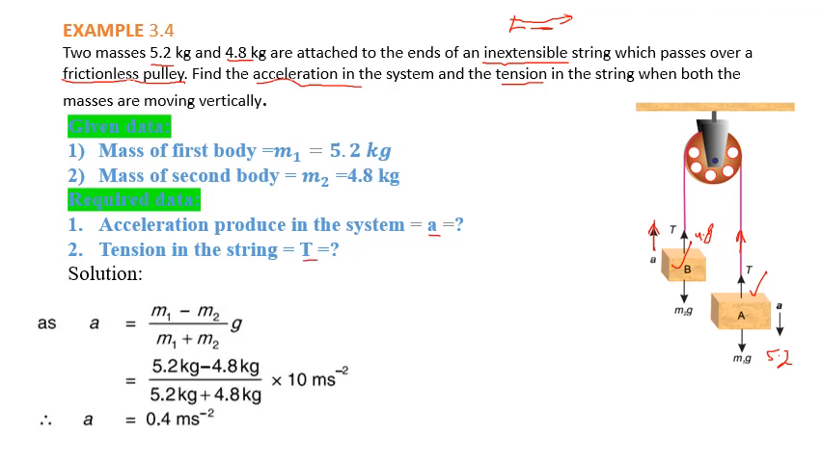So moving toward the solution, we have the formula. We have already discussed that to find the acceleration, we have the formula m1 minus m2 divided by m1 plus m2 into g, and remember g is the gravitational acceleration and its value is taken to be 10 meter per square second, right?